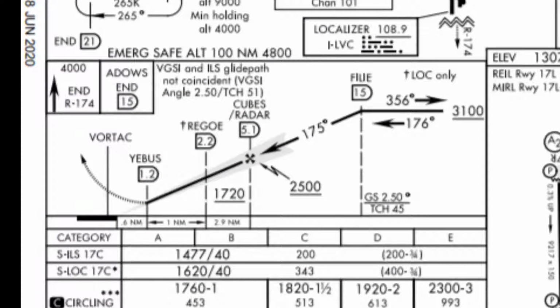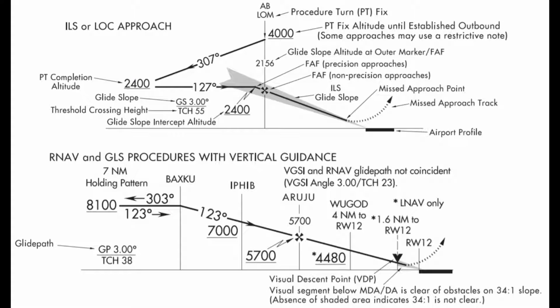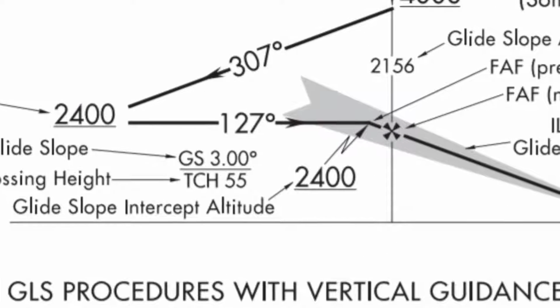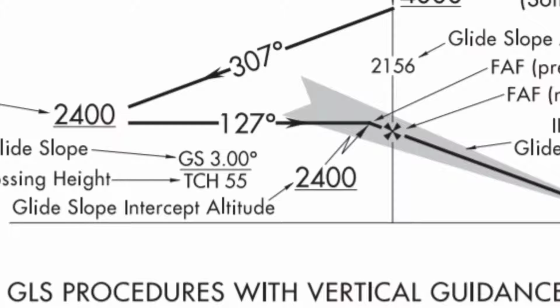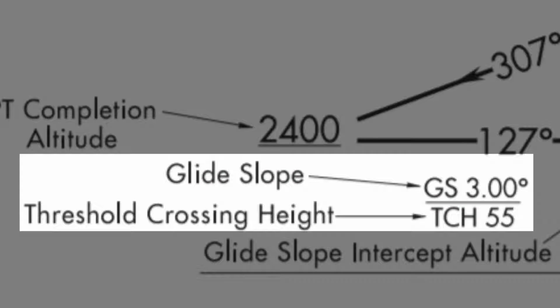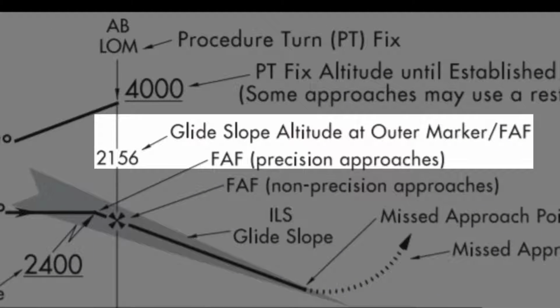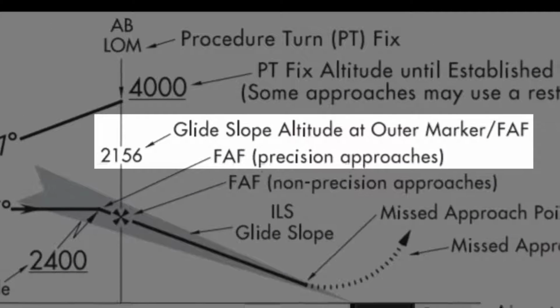The profile view gives a side-on depiction of the approach and provides valuable information as far as how to execute the approach. For precision approaches, the glide slope intercept altitude is illustrated by a zigzag line and an altitude. This is the minimum altitude for glide slope interception after completion of the procedure turn. Precision approach profiles also depict the glide slope angle descent, threshold crossing height, and the glide slope altitude at the outer marker or designated fix.